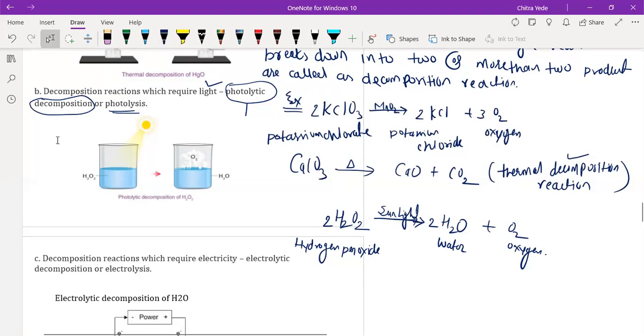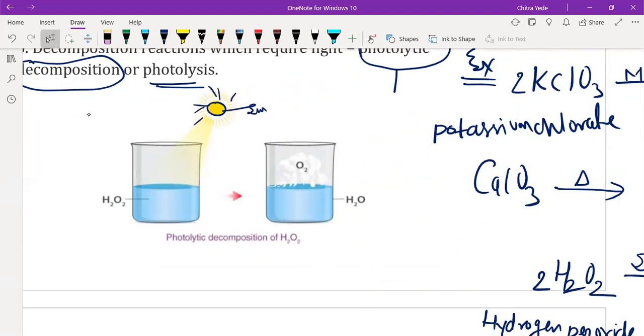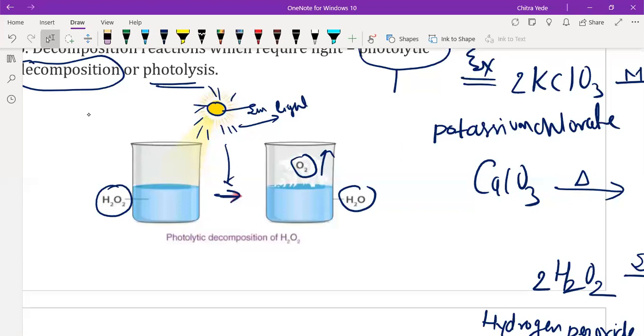You can see here a sun has been drawn. Okay, it is a sun, and these are the rays coming from the sun, so we can say sunlight. In the presence of sunlight, hydrogen peroxide breaks down into water and oxygen gas is liberated. So this decomposition reaction takes place in the presence of sunlight. That's why it is called photolysis or photolytic decomposition reaction.